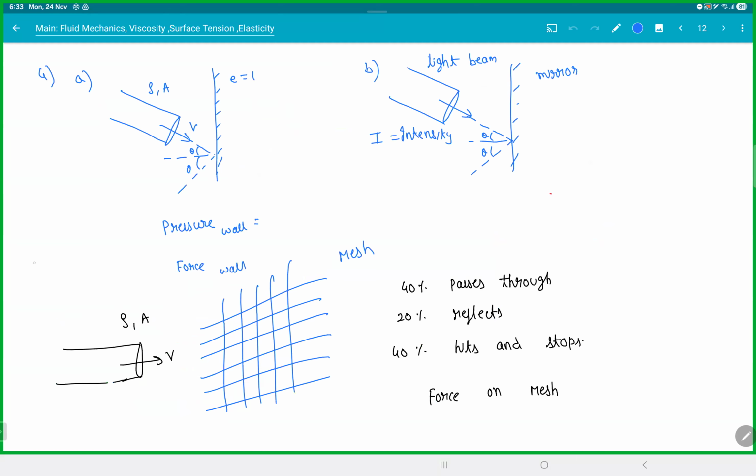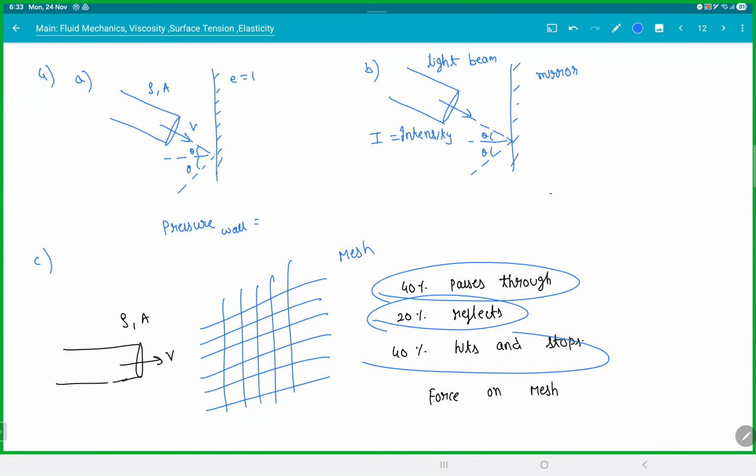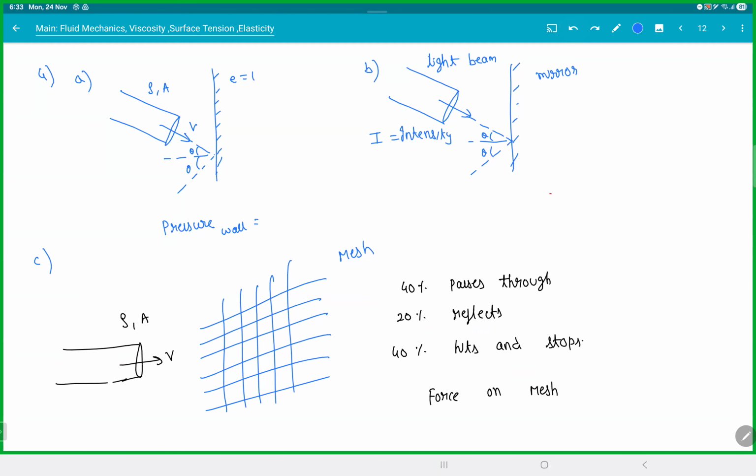I mixed up 3 different questions here. If you see again, this is the fluid mechanics equation. A water jet is hitting the wall at an angle theta, e is equal to 1. A light beam is hitting a mirror, intensity I. Find the pressure on the wall. The third question: if there is a mesh, 40% passes through, 20% reflects, and 40% hits and stops, then find the force on the mesh. C is the actual question, though A and B are just to see whether you remember the result.